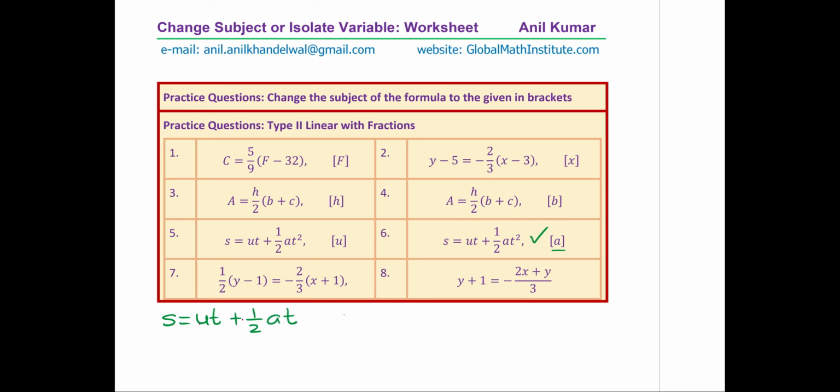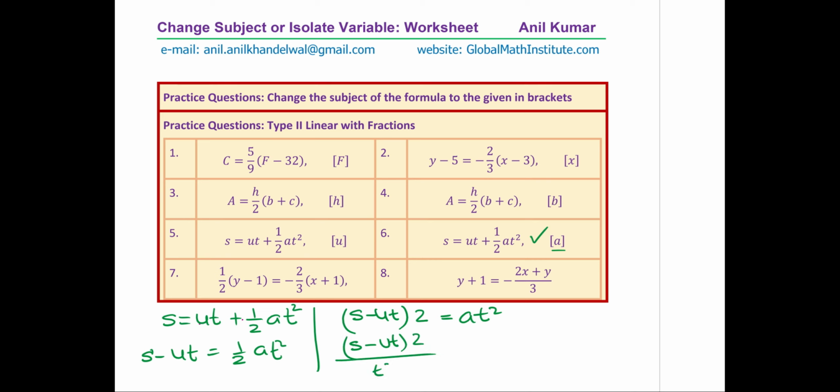Since we need to isolate a, we do not want ut, so s minus ut is equal to half at squared. It was at squared. Okay, so from here, we do not need this half and t squared. So we have s minus ut times 2 is equals to at squared. And now we can divide by t squared. So we can write this as s minus ut times 2 over t squared equals to a, right? So that is how we could change the variable to a.